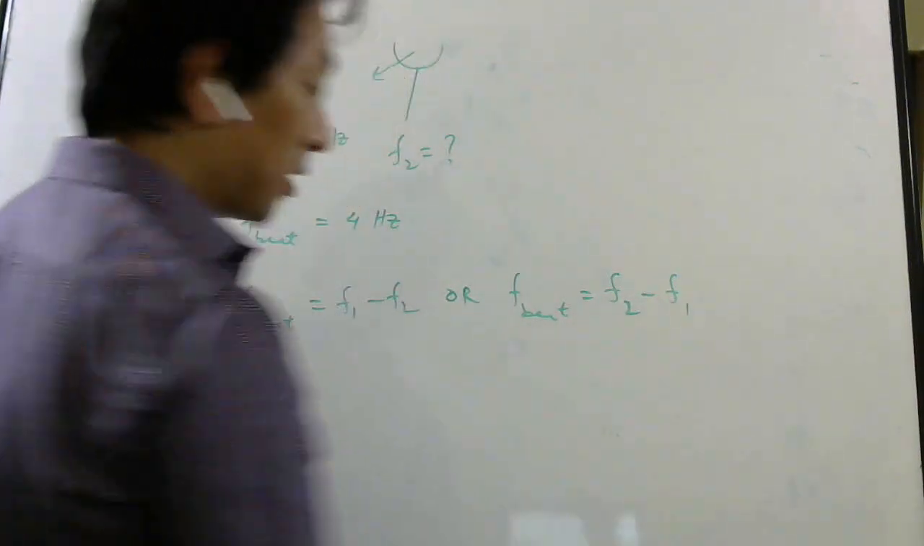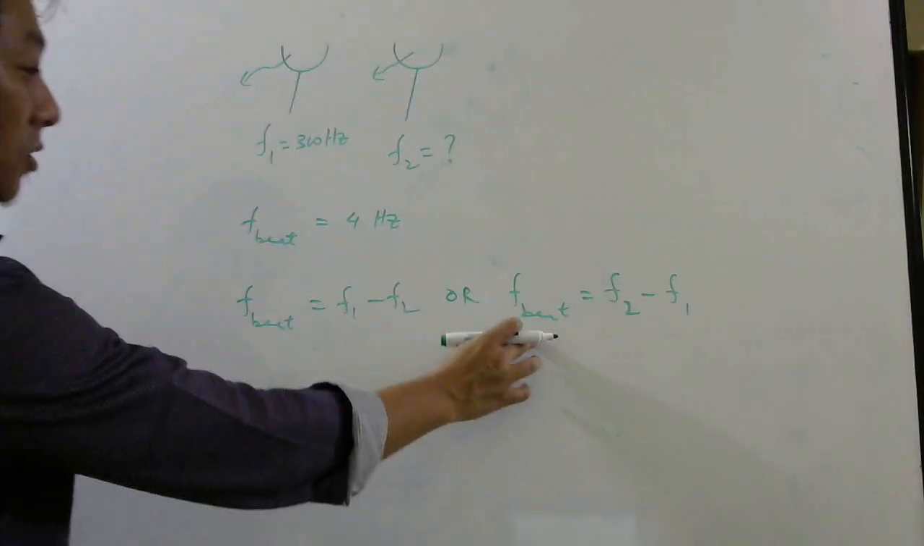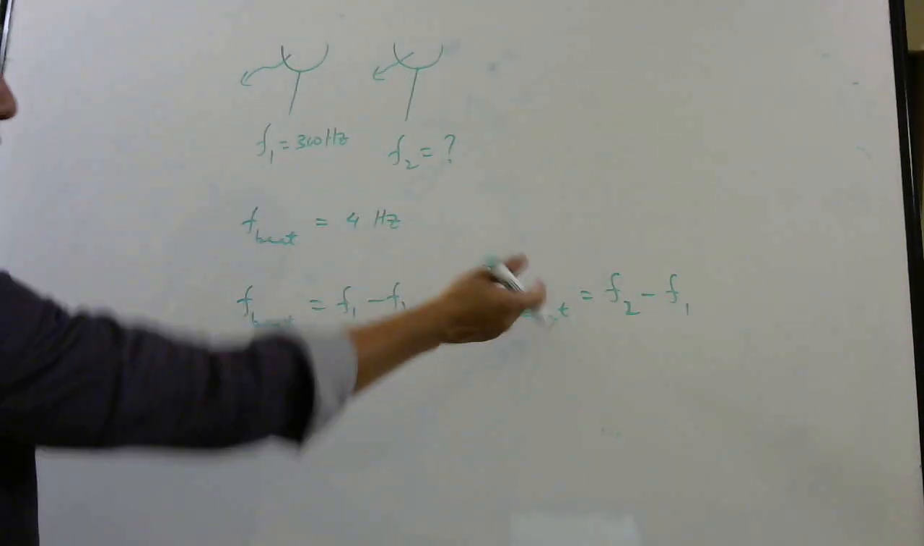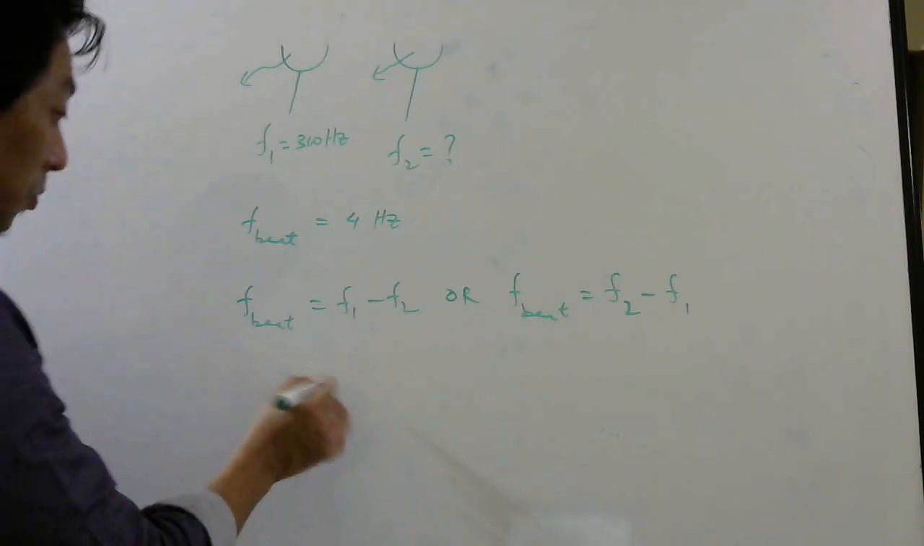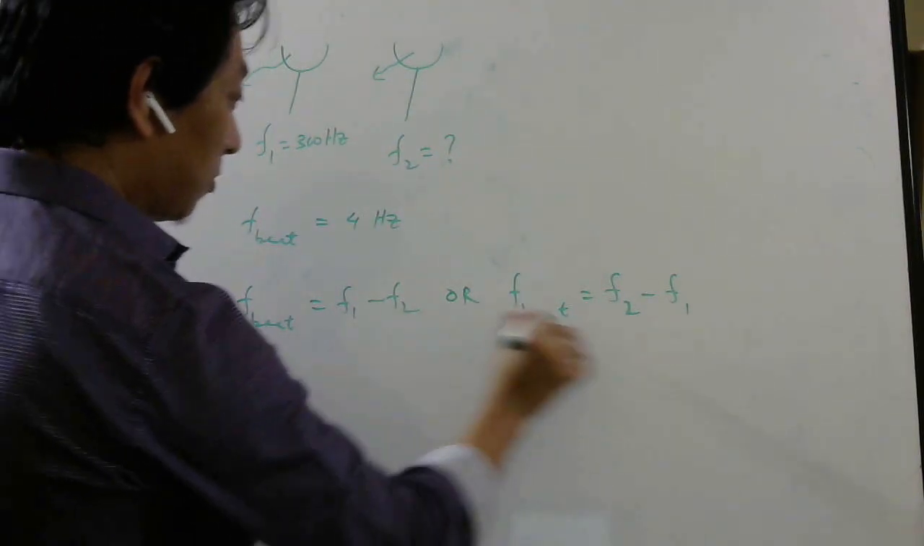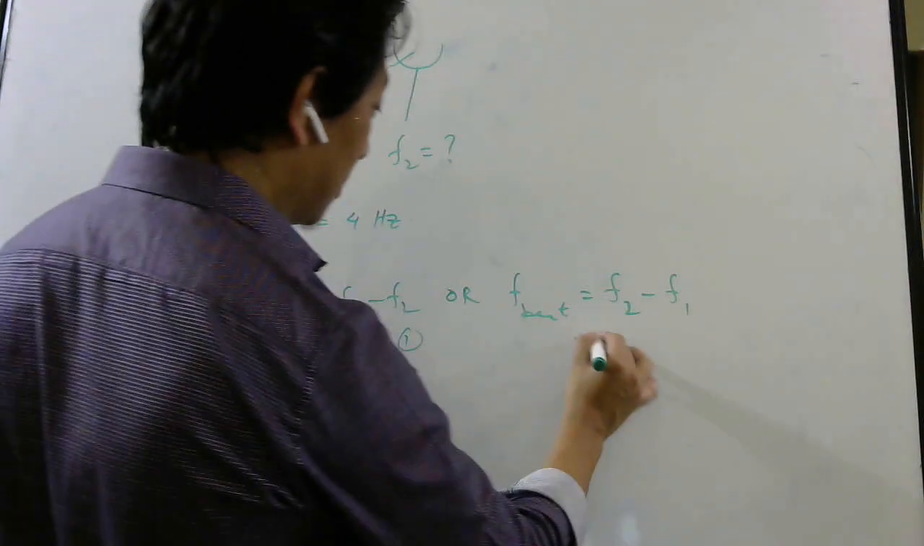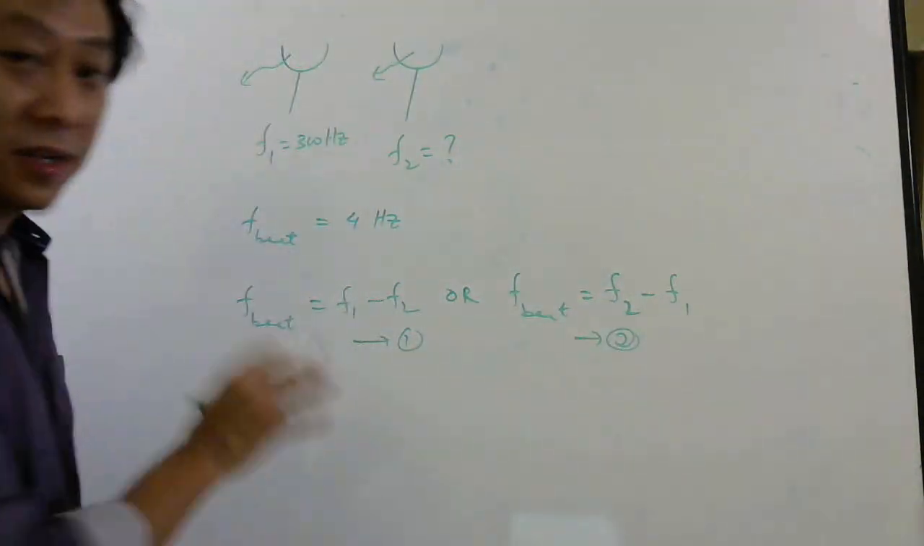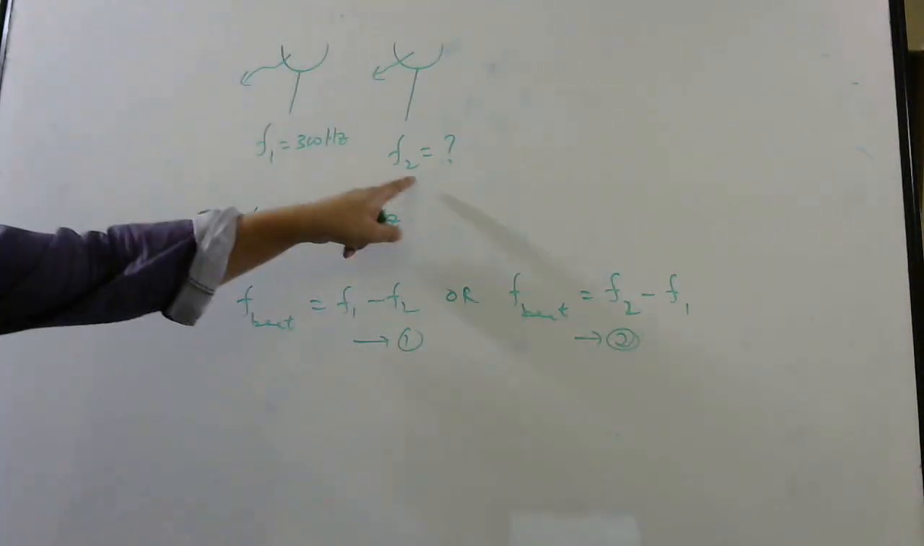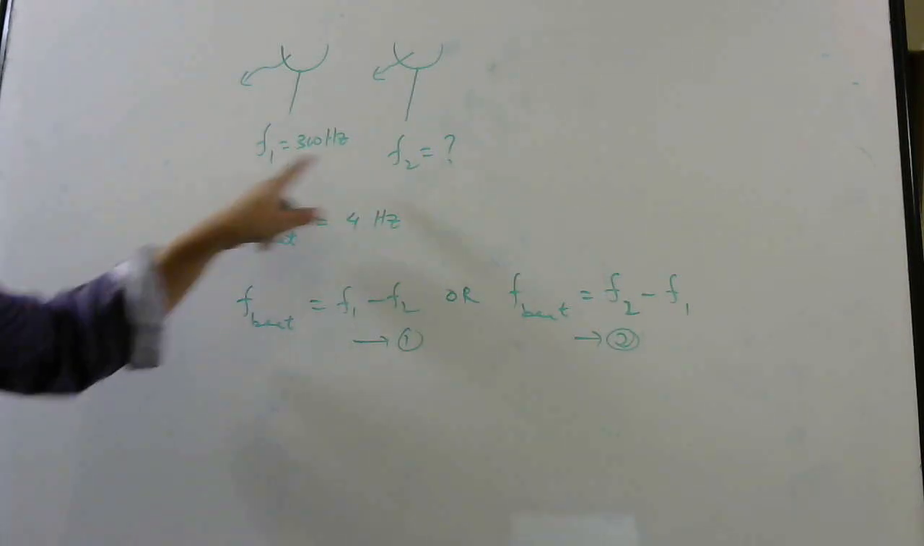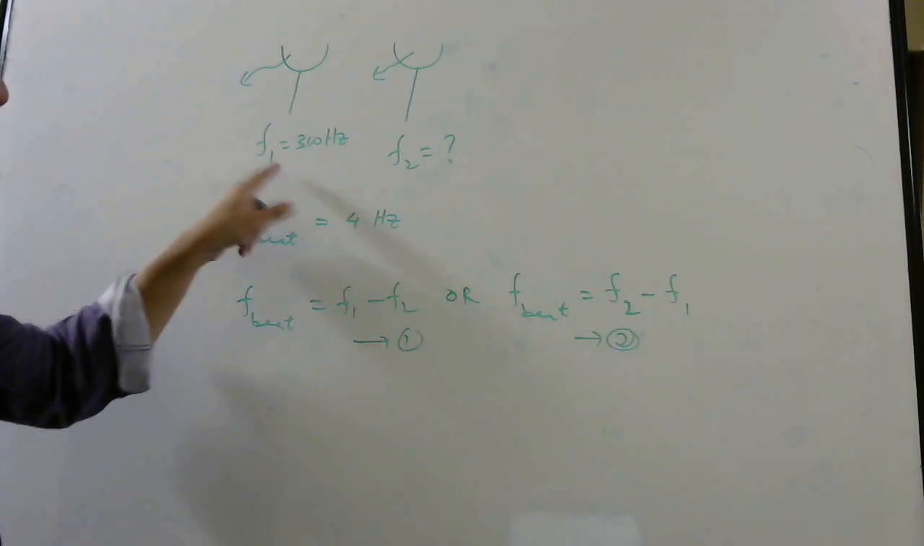F2 minus F1 can also be true. If you use this formula, you get a different answer. Try to substitute and check. So the point is whether to use this formula or this formula, equation 1 or equation 2. Right now we cannot decide because F2 we don't know, right? So how can I decide whether F1 is greater than F2 or F2 is greater than F1?